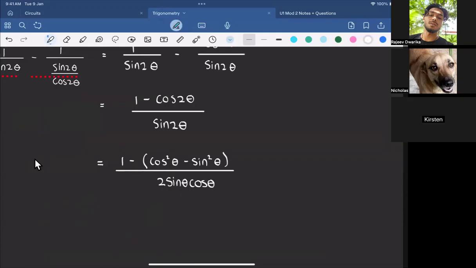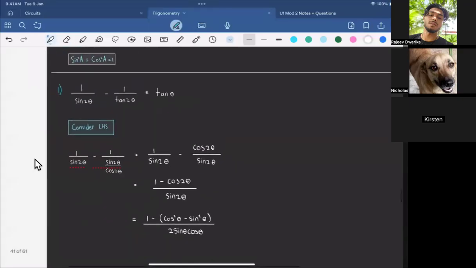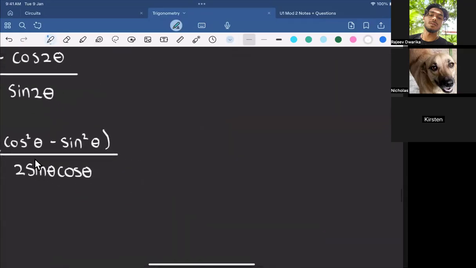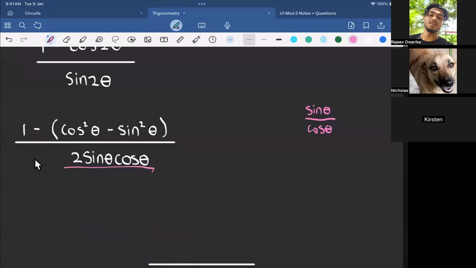Now, we want to get tan theta as the objective. To get tan theta, what we know is that tan theta is equal to sine theta over cosine theta. We don't want to interfere with that, so we want to leave the cos theta there in the bottom.